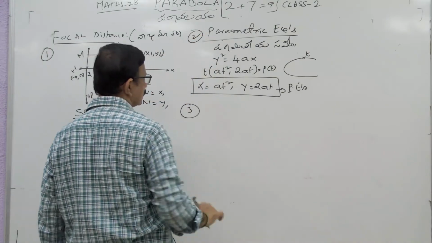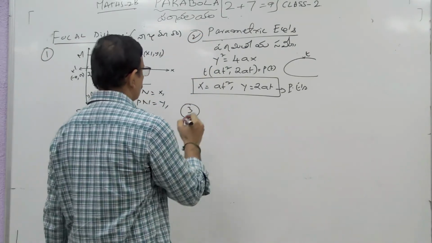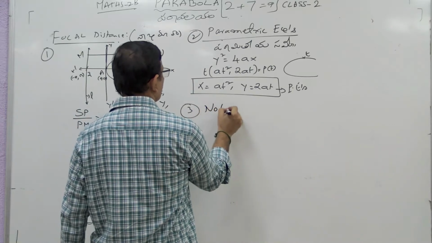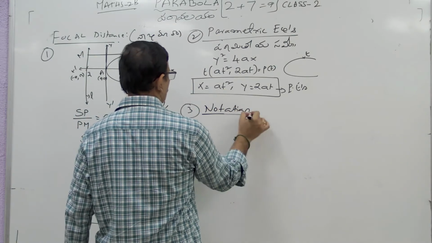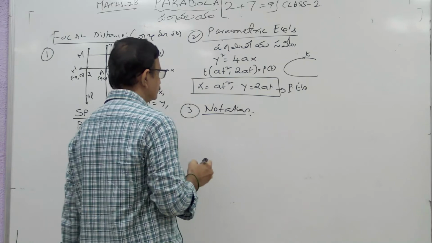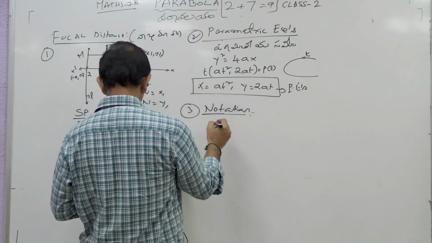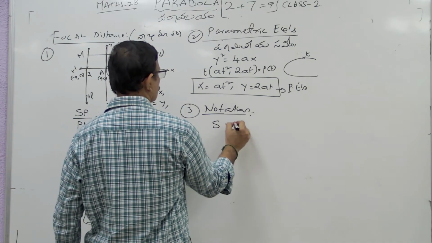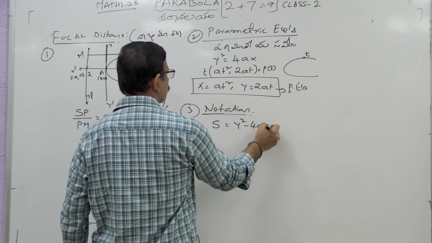And the third one is notations. Okay, notations. Now the notations are: S is equal to y square minus 4ax.